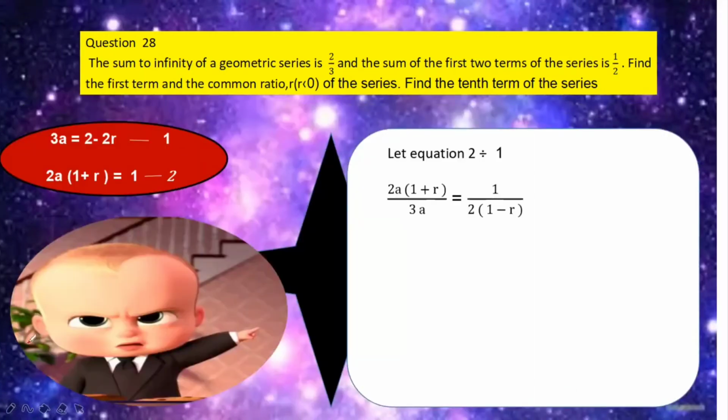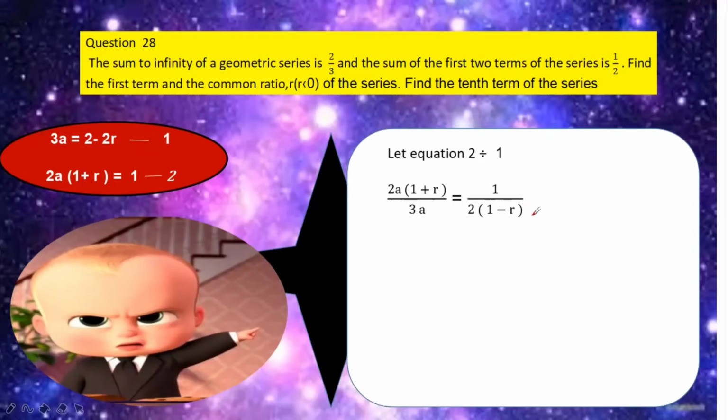Okay, next step is to use the division of equation 2 divided by equation 1. So, equation 2 is 2A(1 plus R) equals 1. And equation 1 is 3A equals 2 minus 2R. But in this case, I factorize the 2 out, so you'll get 2(1 minus R). So, you divide equation 2 by equation 1. So, 2A(1 plus R) divided by 3A equals 1 divided by 2(1 minus R).